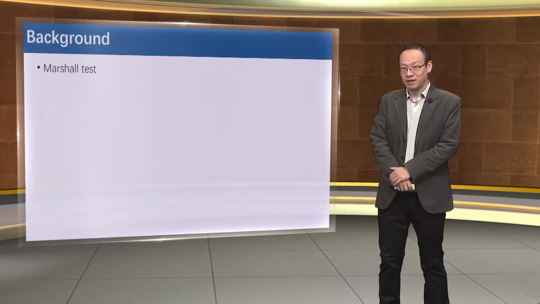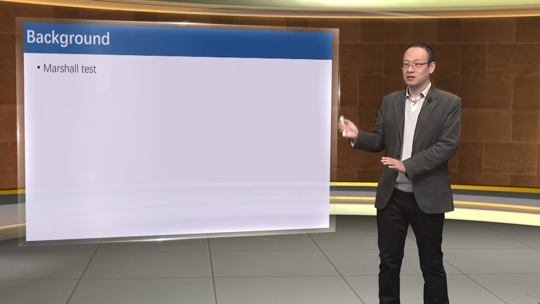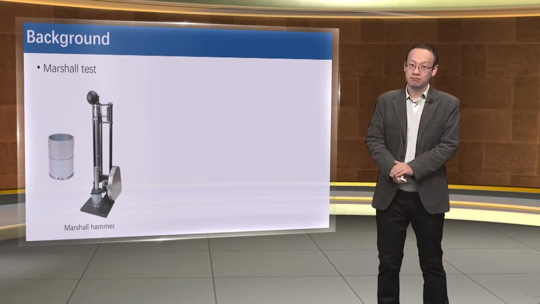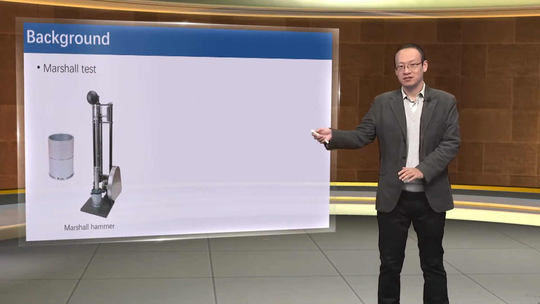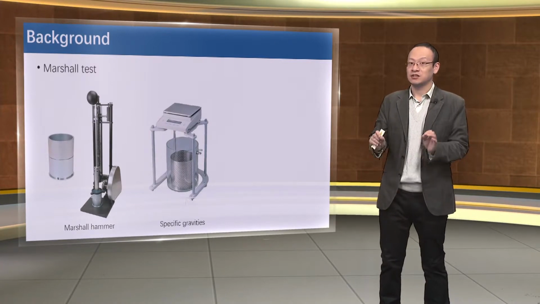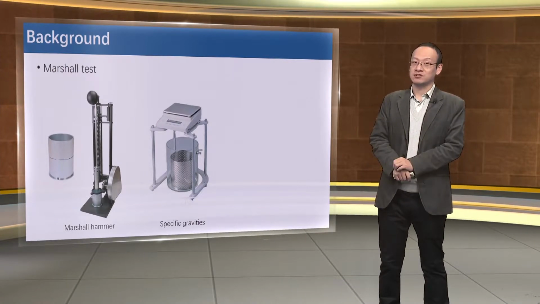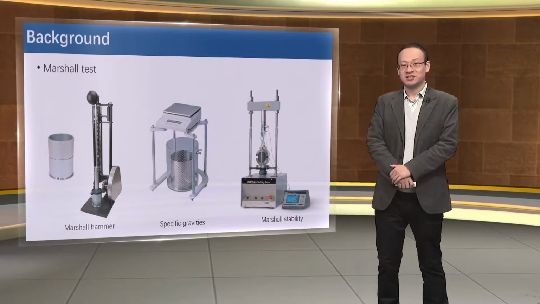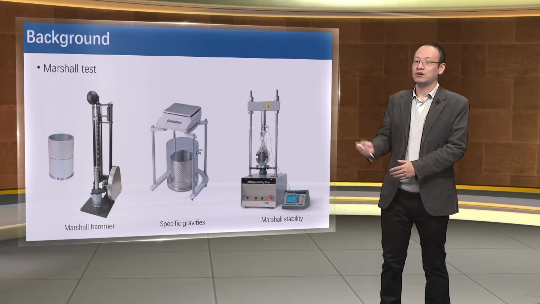So the Marshall method or Marshall test generally includes three aspects. The first, they have a Marshall mold and a Marshall hammer to help us prepare specimens. The second is the equipment used to measure the specific gravity of mixture and rice samples. The third is called a Marshall stability tester, which helps us to find the strength and the deformation of asphalt mixture.